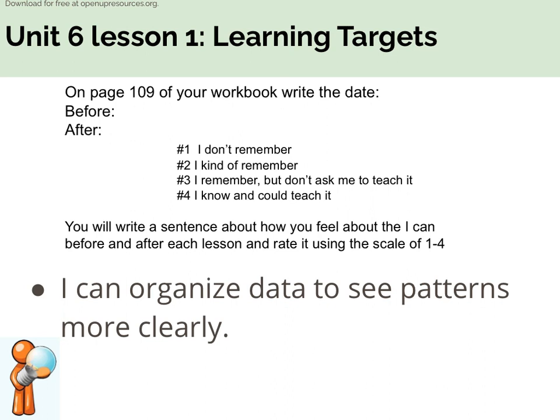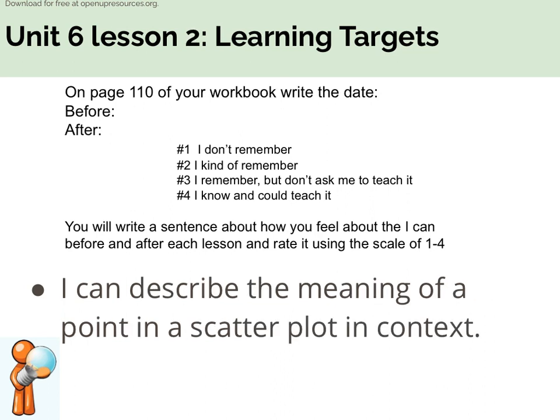And then we're also going to do lesson 3. Lesson 3 is on page 110: I can describe the meaning of a point in a scatter plot in context. Again, write yourself a sentence about how you feel about the I can statement. Give yourself a number. 1, I'm still confused. 2, I kind of got it. 3, I did get it. And 4, I can teach it to my friend.